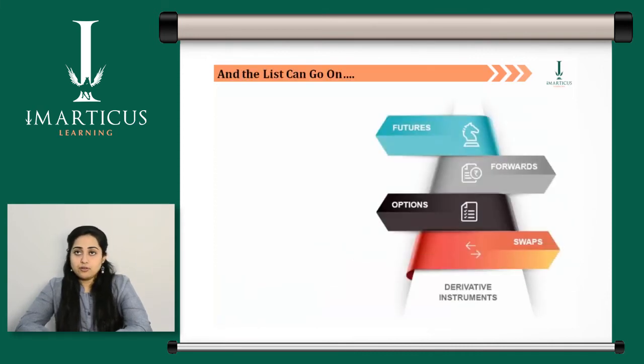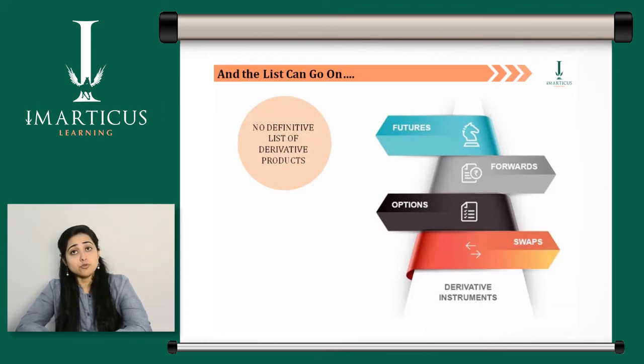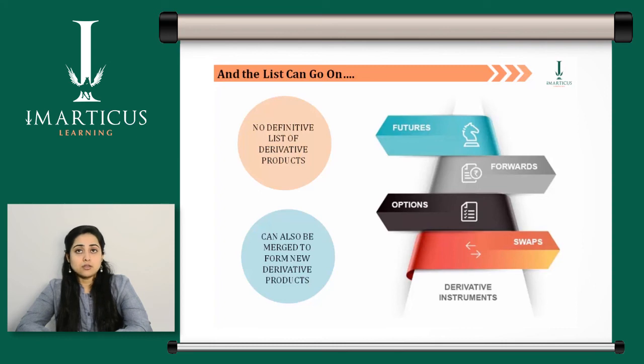So there you have it. Some of the most common financial derivatives include futures, forwards, options and swaps. However, please note, since a financial derivative can be created by means of a mutual agreement, the types of derivative products are limited only by your imagination, and so there is no definitive list of derivative products. It is also not unusual for financial derivatives to be merged in various combinations to form new derivative products.